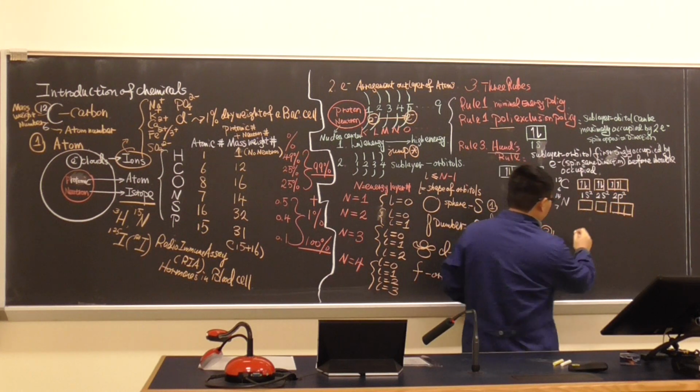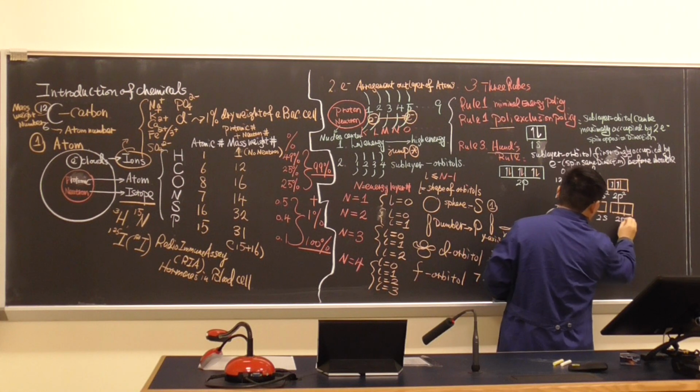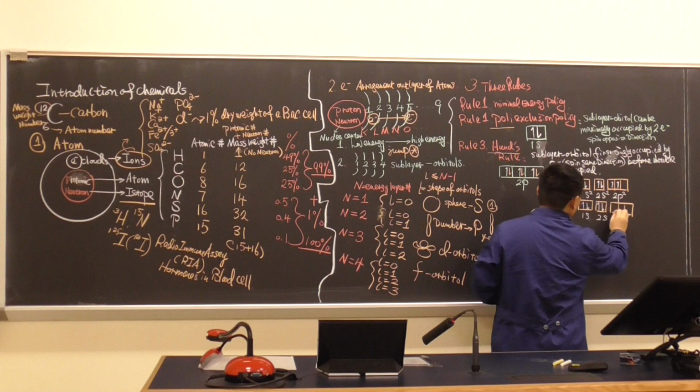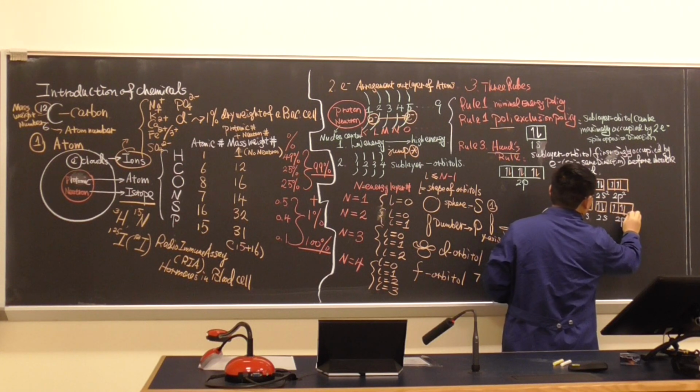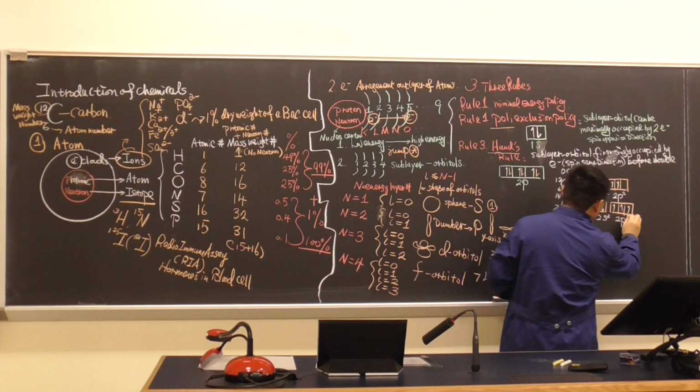What is nitrogen going to look like? 1s, 2s, 2p. So up, down, go up, and up. So 1s2, 2s2, and 2p3.